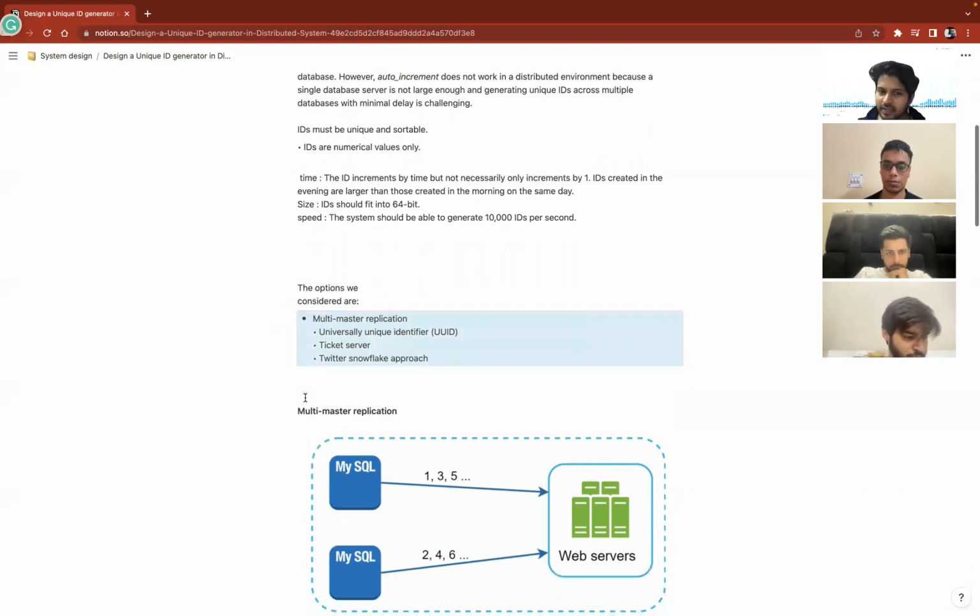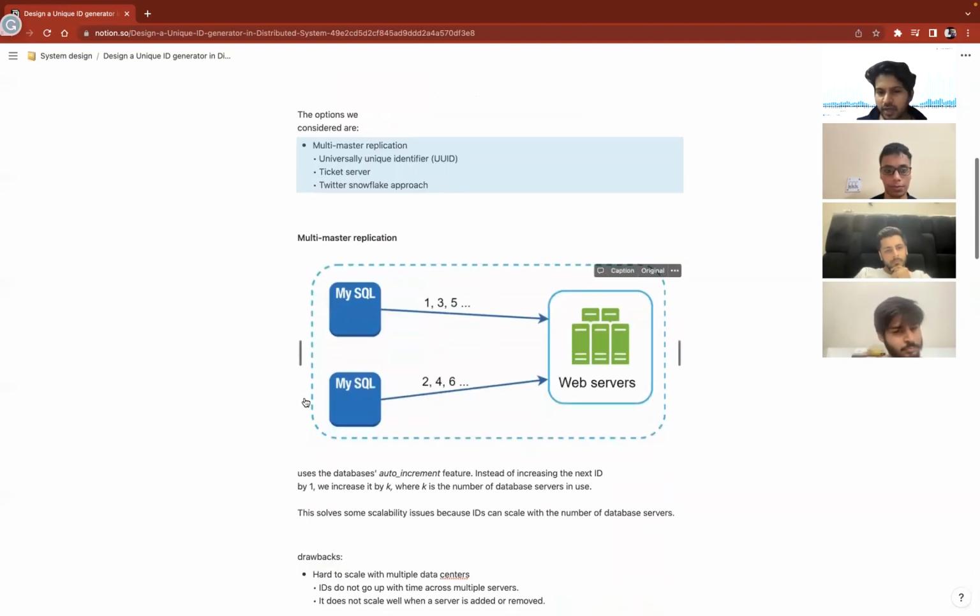The first is very simple. These are the four approaches that the author talks about and that we'll discuss. First is master slave replication. Second is using the UUID system. Third is a ticket server. And fourth is Twitter's own Snowflake approach, what Twitter actually does. Fair enough? First is very simple, master slave.